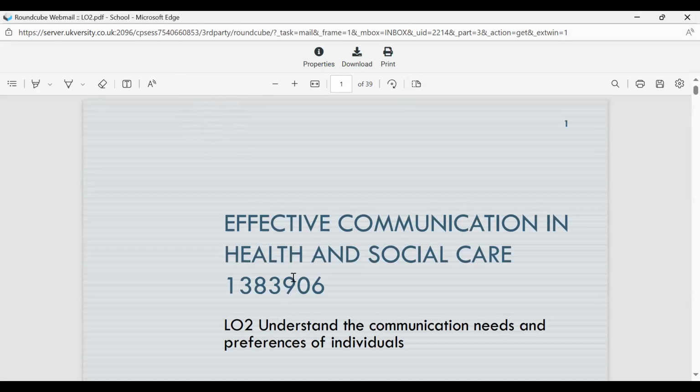I'm going to give you an overview of what we went through in the last session, so you've got an idea of what we covered yesterday. We looked at learning outcome 1 yesterday, understanding the different communication approaches. Does anyone remember what we did in yesterday's session? What kind of things we looked at?